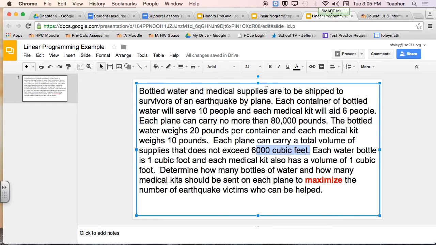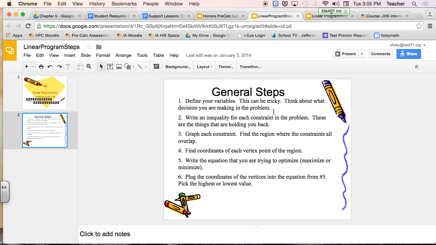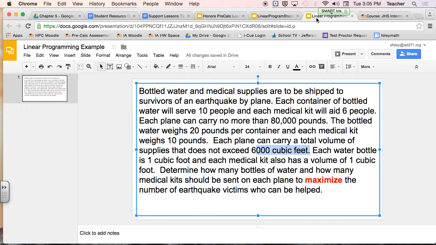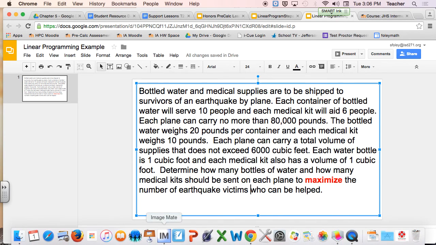people. And so in general, when we're working on these problems, the first step is going to be to define your variables. As it says in this screen here, this can be a little bit tricky. You want to think about what decision you're making in this problem. And so in this problem, sometimes people think, oh, the variable is pounds or people or so on. You want to think about what's the question. That's in the last sentence. Determine how many bottles of water and how many medical kits you will be shipping in order to maximize the number of people helped.